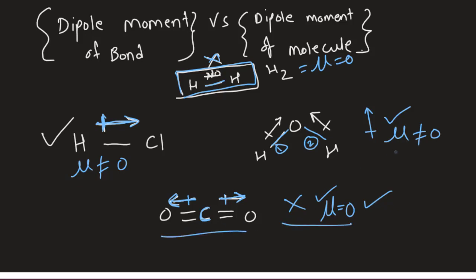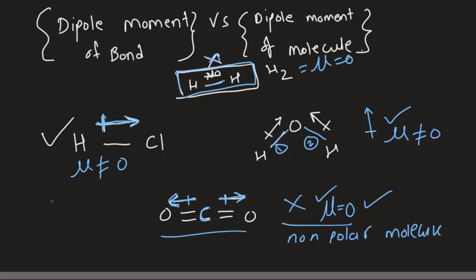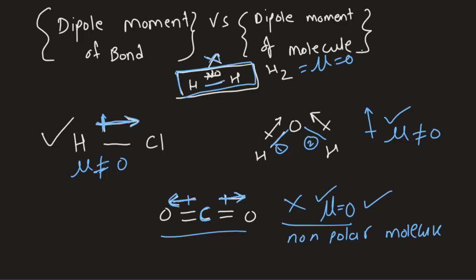So whenever mu is equal to zero, we say that this is a non-polar molecule. And when mu is not equal to zero, we call it a polar molecule. That's it. That's the difference between dipole moment of the bond and dipole moment of the molecule.